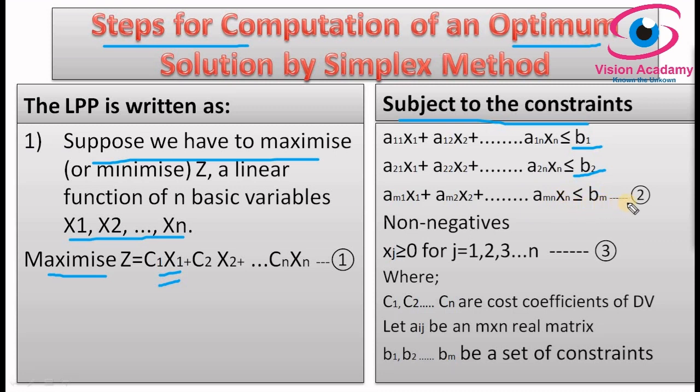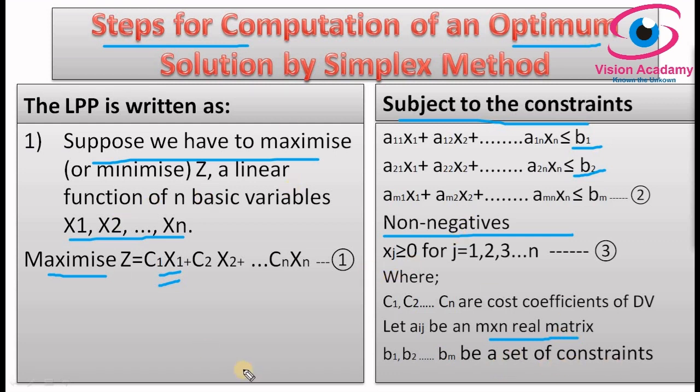We also have to express the non-negativity condition. You know that xj is greater than or equal to 0, for j equals 1, 2, 3, until n. Here, as I told you, c is the coefficient of the decision variable, the cost associated with the decision variable, and aij is an m by n real matrix, which means the matrix of constraint coefficients, and b1, b2, until bm is the set of constraint limits in this example.